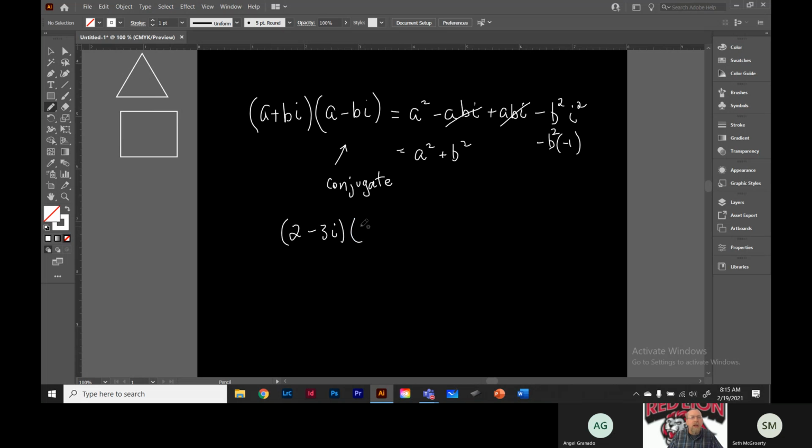It's the same exact thing. It's just the opposite sign. It's not always going to be a plus. I'm going to show you an example in a second. So it's going to be 2 plus 3i. That's multiplying by the conjugate.